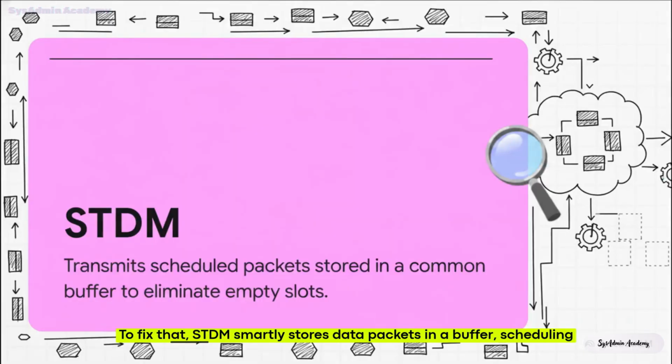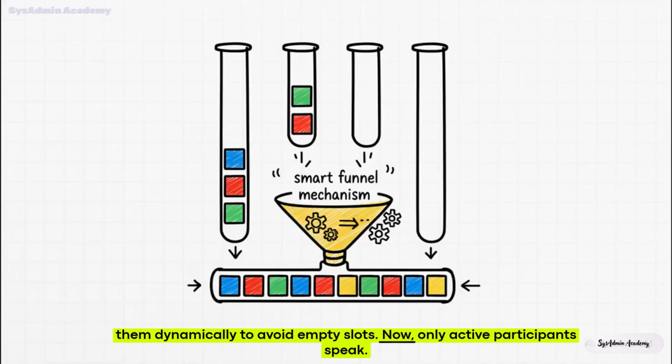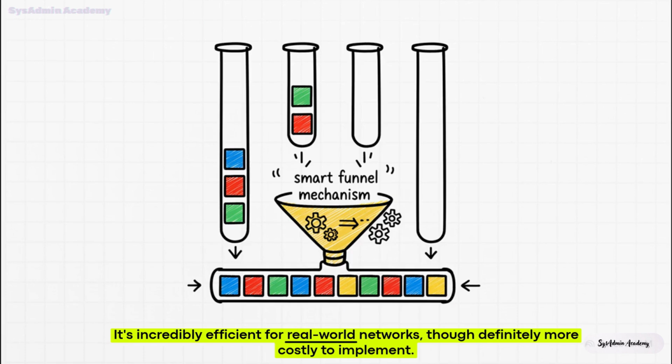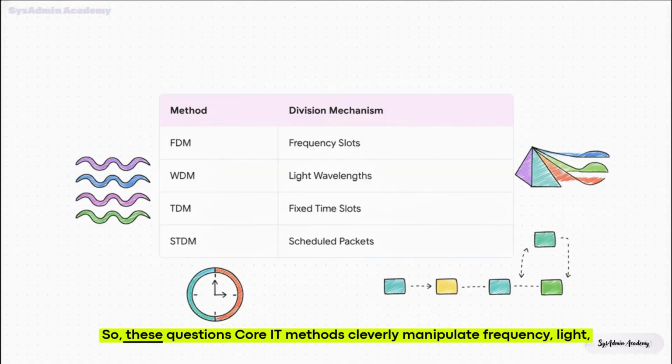To fix that, STDM smartly stores data packets in a buffer, scheduling them dynamically to avoid empty slots. Now, only active participants speak. It's incredibly efficient for real-world networks, though definitely more costly to implement. So these core IT methods cleverly manipulate frequency, light, time, or packets to share one single physical connection.